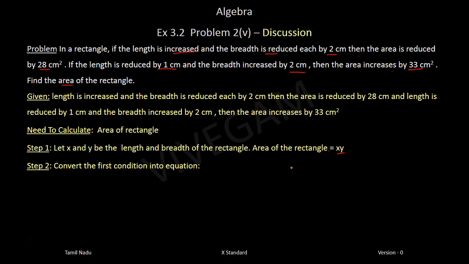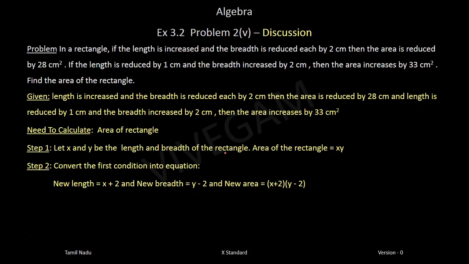Now, the first condition. Convert the first condition into an equation. What's the first condition? The length is increased by 2 cm. The original length was x, the length is increased by 2, so the new length will become x plus 2. Okay, the next, the breadth is reduced by 2 cm. So what will be the new breadth? That is y minus 2. The new length is x plus 2 because length is increased by 2 and the breadth is reduced by 2, so the new breadth will be y minus 2. So what will be the new area? Length into breadth. That is x plus 2 into y minus 2.